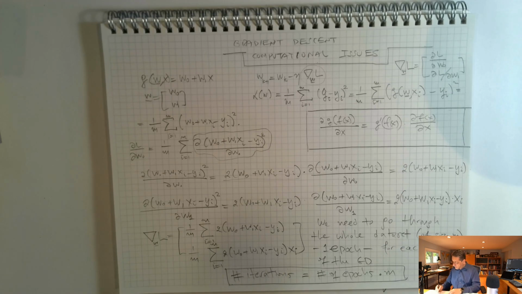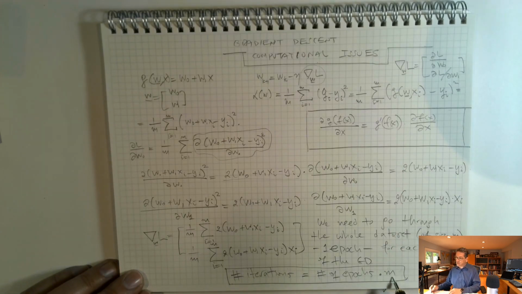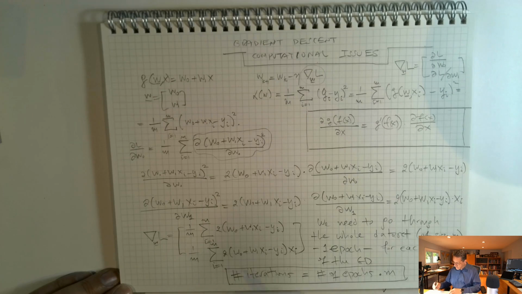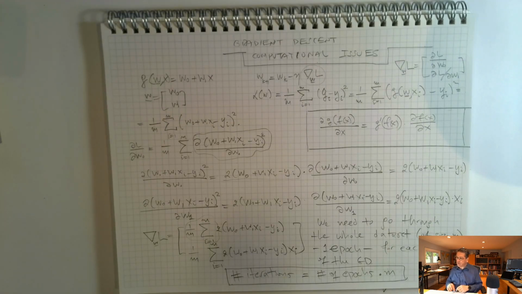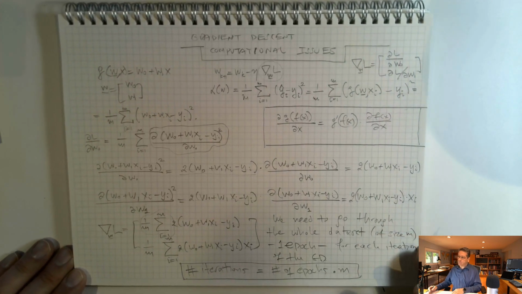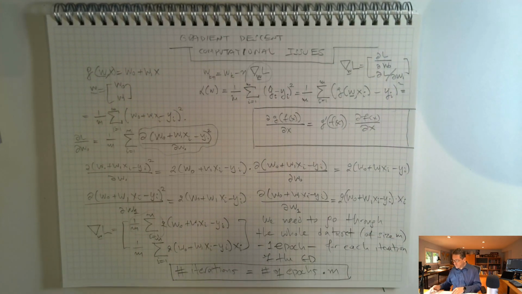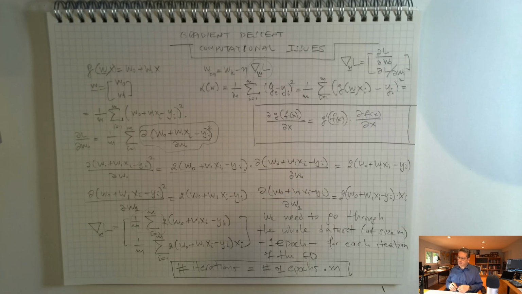And this is a very large number when M is a very large number. This means that for each iteration, we have to make one full visit through the whole data set M. That's very expensive, and we will have to find another approximation, which will also end up offering certain advantages. So we'll see that next.